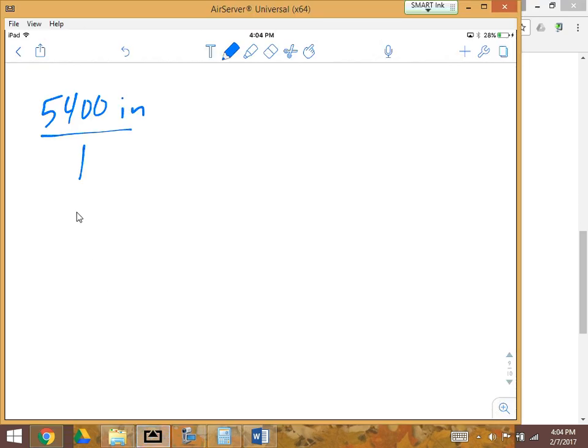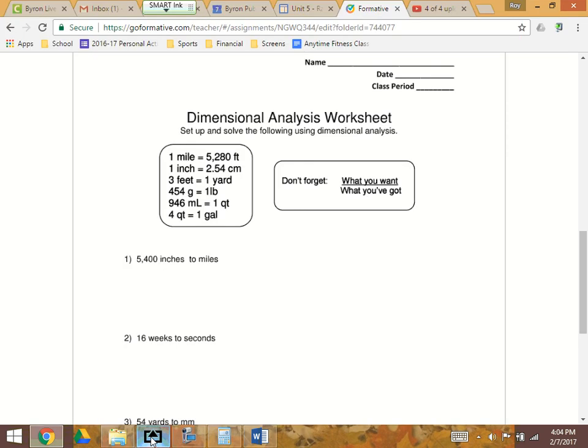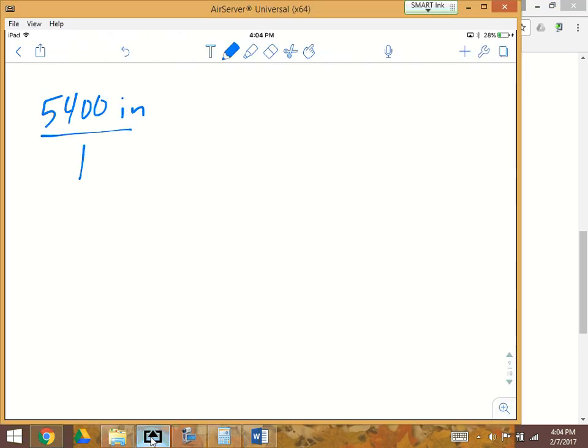I have this written down. We have 5,400 inches per 1. And everything's always over 1. Now remember, we're trying to get this into miles. So think about this here. We're going to multiply basically by 1. If I do 10 times 1, I get 10. So multiplying by 1 doesn't really change the number at all, or dividing by 1 doesn't change the number at all. So that's why I put divided by 1, just to set it up like a fraction.